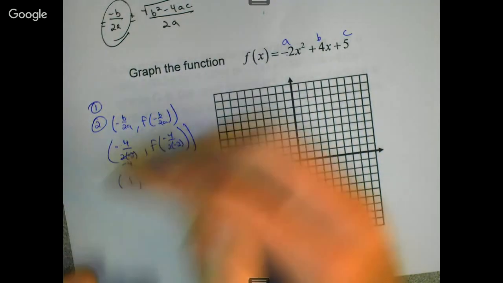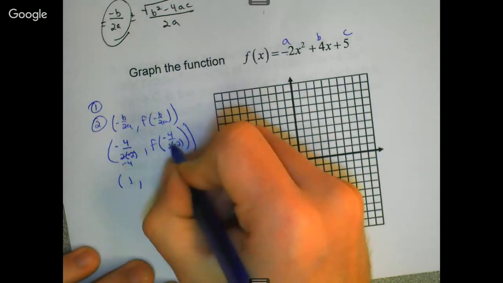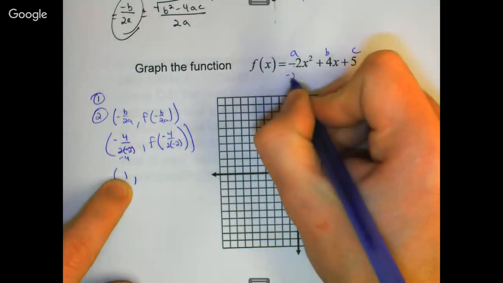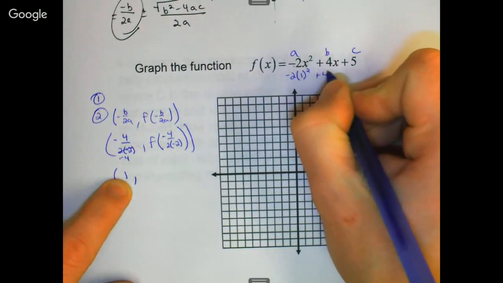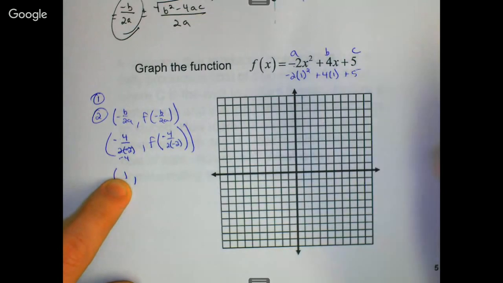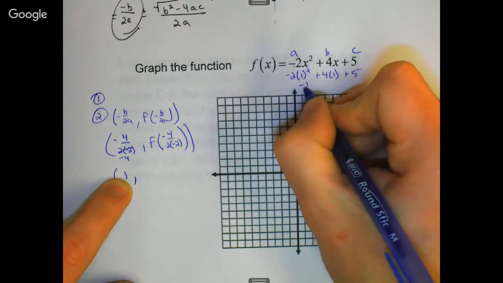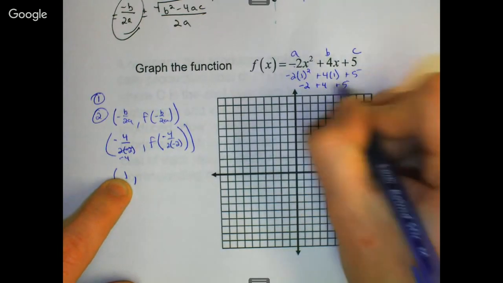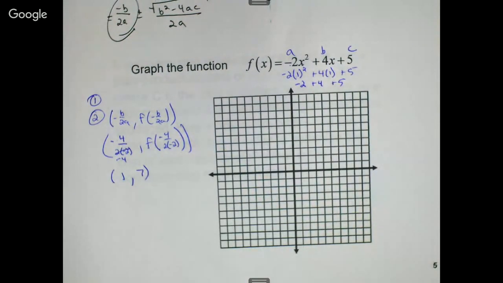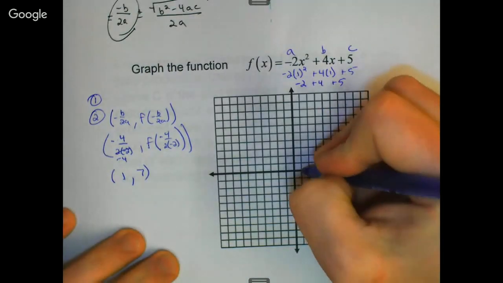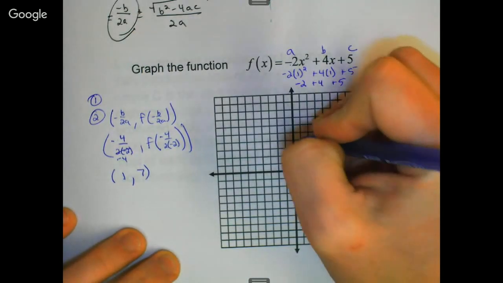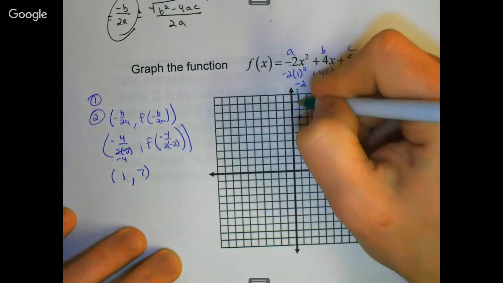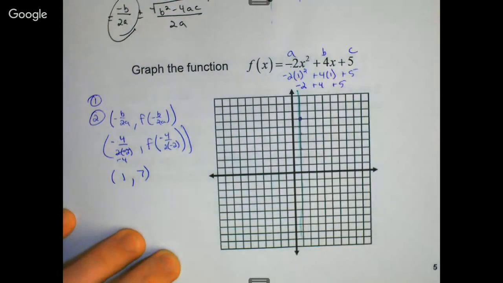Okay, and then if I plug 1 into the function, remember this is x, I'll plug 1 in here. So negative 2, 1 squared plus 4 times 1 plus 5. So this is minus 2 plus 4 plus 5. So that is 7. So there's my vertex. So I'll go 1, 7. You got your axis of symmetry there.